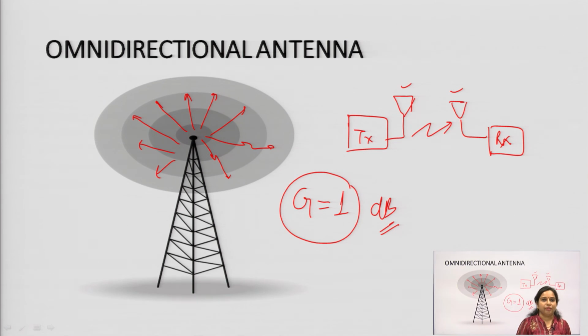Now, next we have seen different types of antennas that are part of this communication. Omnidirectional antennas or directional antennas. Directional antennas are also known as unidirectional antennas, because they concentrate energy in only one direction, and their directivity is quite high. For the omnidirectional antenna, the gain is 1, because it transmits the energy equally in all directions. Its gain is 1, and it is expressed in terms of decibels.